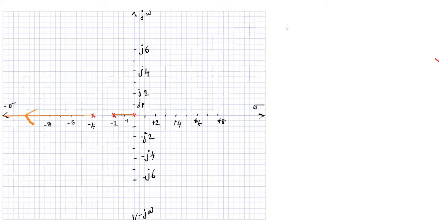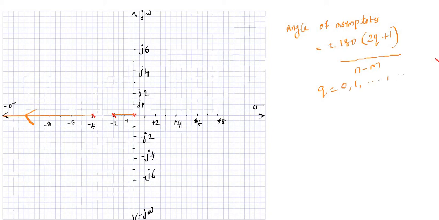So, how can we find the asymptotes? The equation for the angle of asymptote is plus or minus 180 into (2q plus 1) divided by (n minus m), where q is equal to 0, 1, etc. up to n minus m minus 1. Where q is equal to 0, 1, 2, etc.